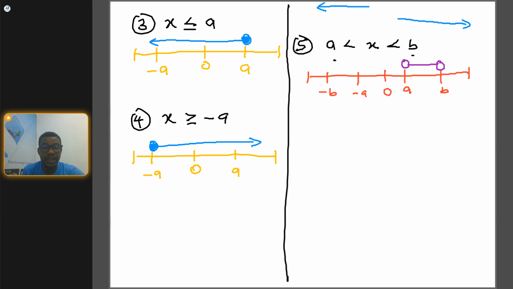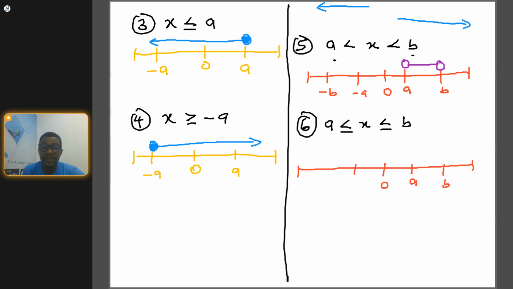And the last one, which is case number 6, is A less than or equals to X less than or equals to B. So we have to draw the inequality line, also known as the number line, indicate the neutral, the positive A, positive B, the negative A, and the negative B. Let's make these two to be negative. All right, one negative, one positive. Let's have it that way.